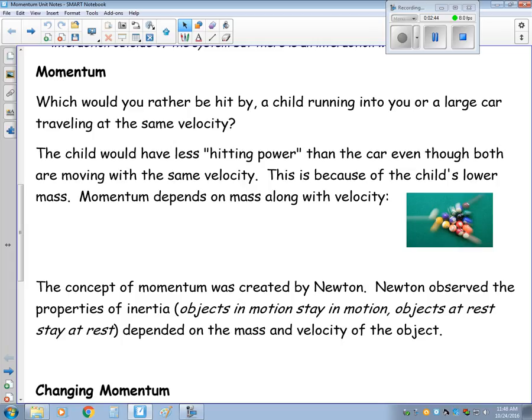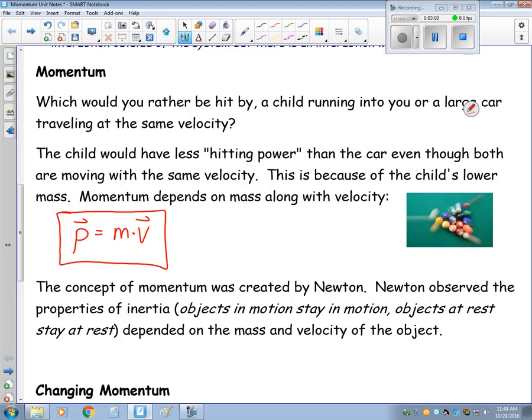So momentum is something that depends on mass along with velocity. So momentum, which we represent with a lowercase p, equals mass times velocity. This is our definition for momentum. And notice we got some scalar multiplication here. So take a vector times a scalar, that returns a vector. So mass is a scalar, velocity is a vector.